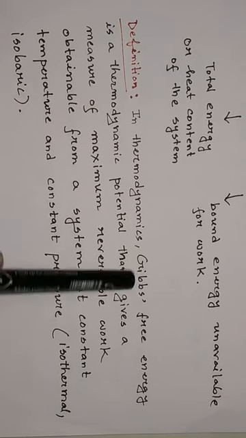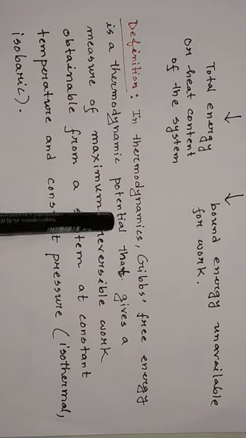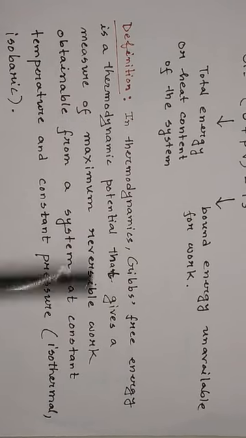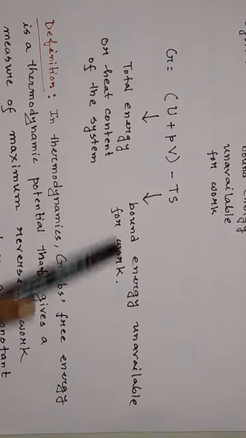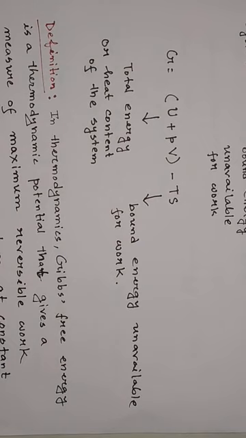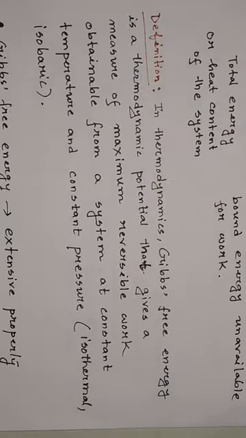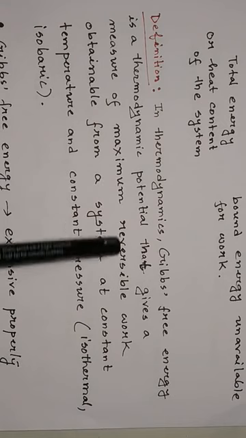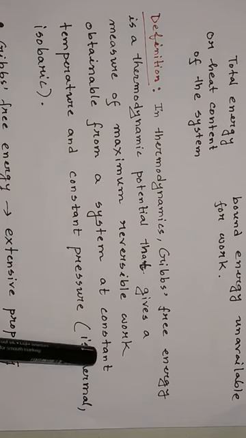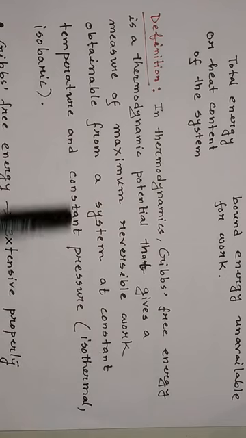That's why constant temperature and constant pressure. So Gibbs free energy is a thermodynamic potential that gives a measure of maximum reversible work. If we subtract the bound energy unavailable for work from the total energy or heat content of the system, we get the rest as free energy for a system at constant temperature and constant pressure. Thus, the Gibbs free energy can be used to calculate the maximum reversible work that can be performed by a system at constant temperature and constant pressure.